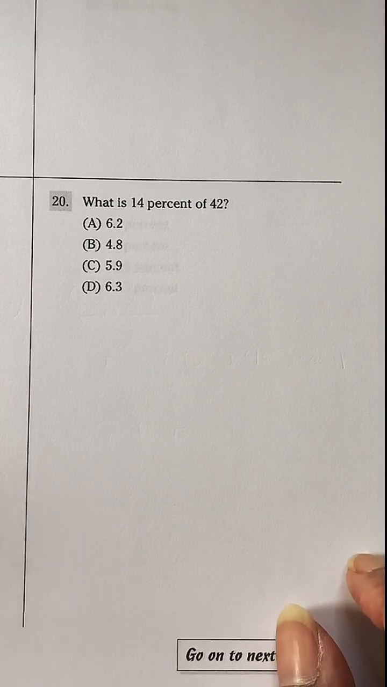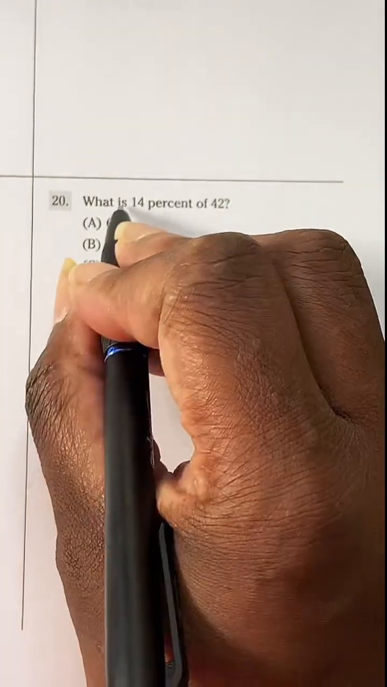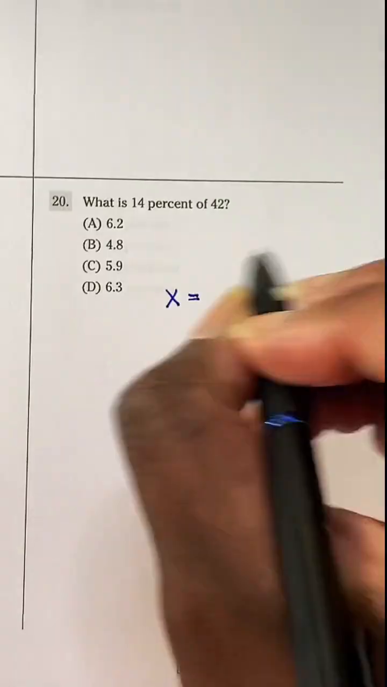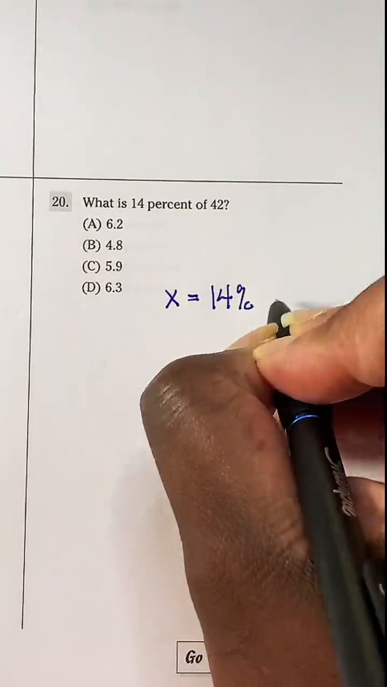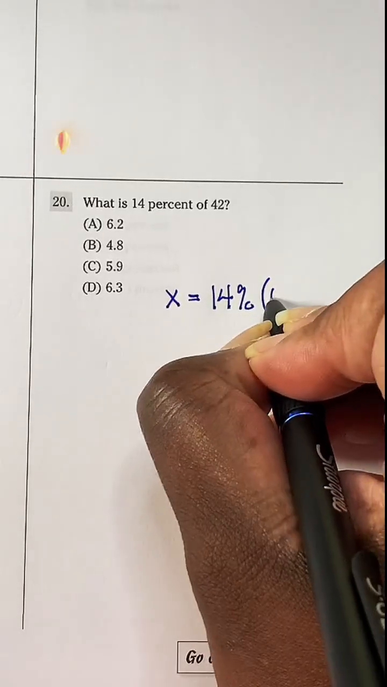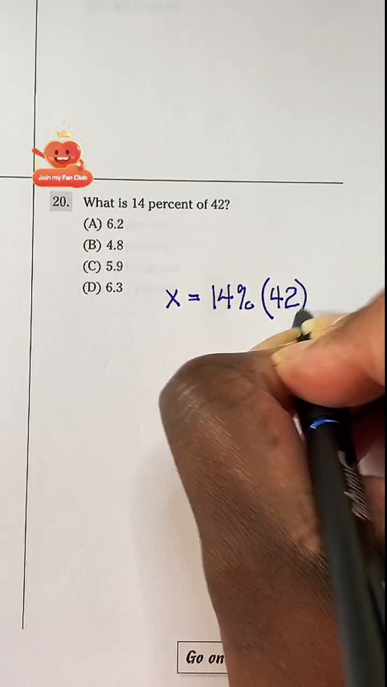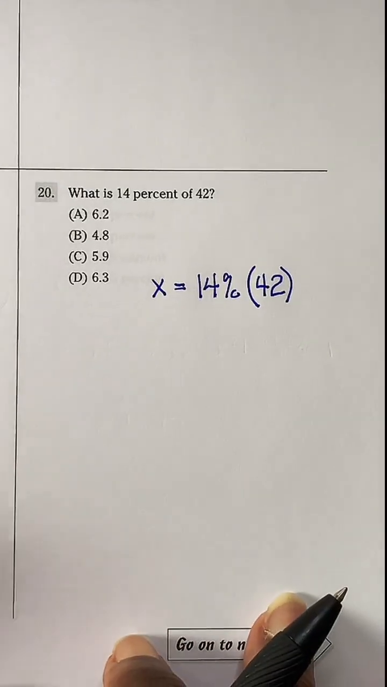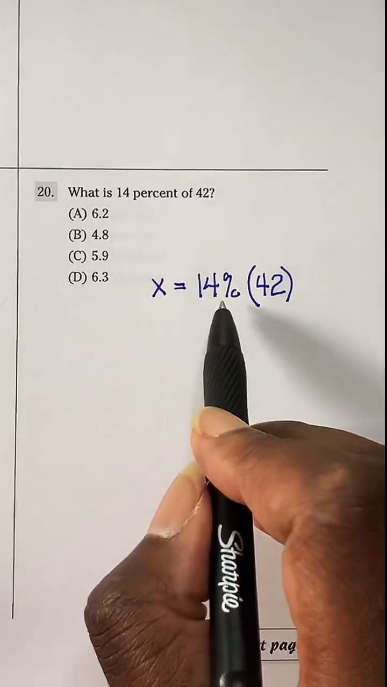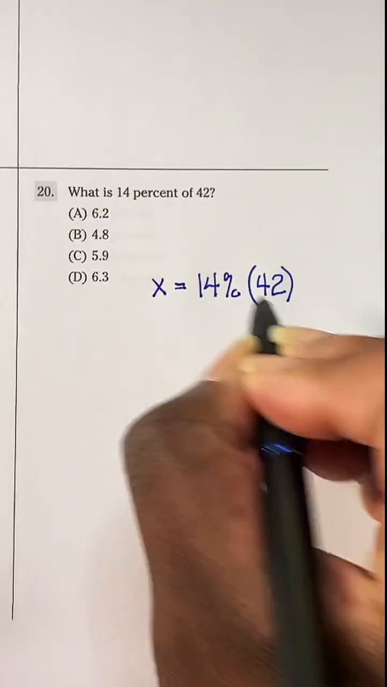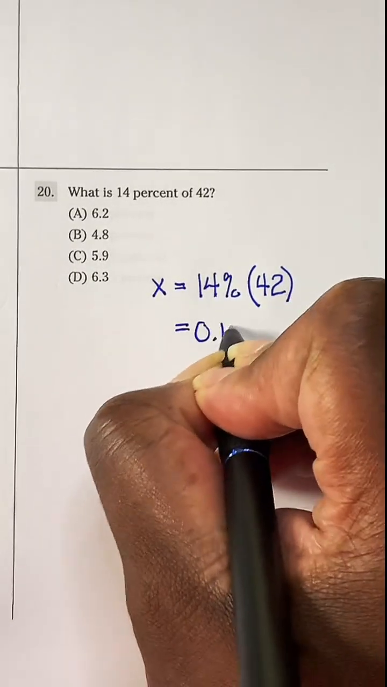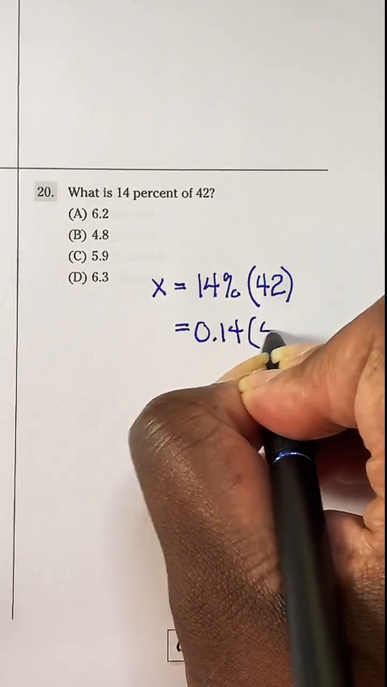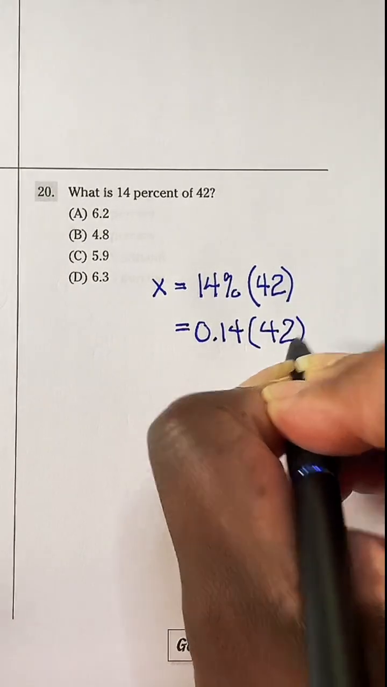Okay, all right. So what we don't know is, which means equals, 14% of, which means multiplication, 42. So that means we need to change this 14% to a decimal, which is going to be 14 hundredths. Multiply that by 42.